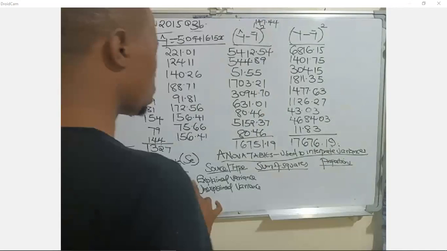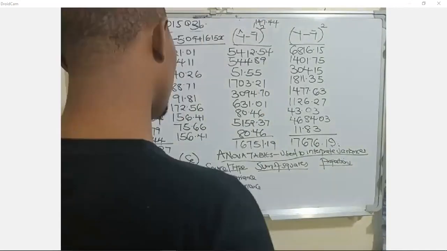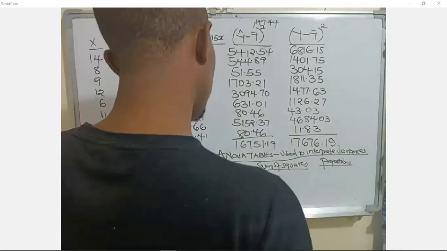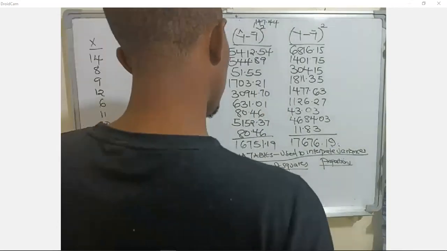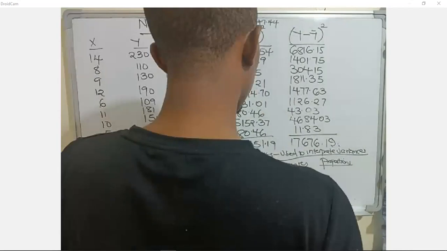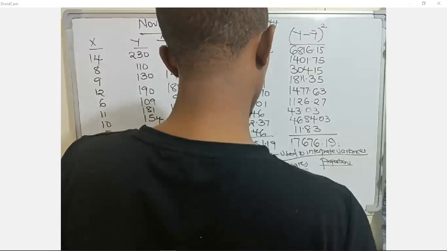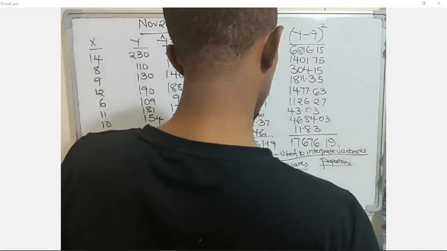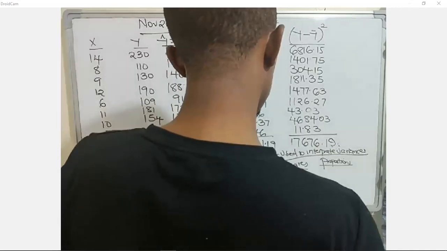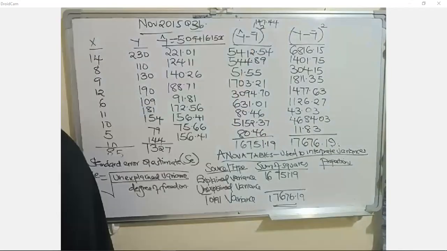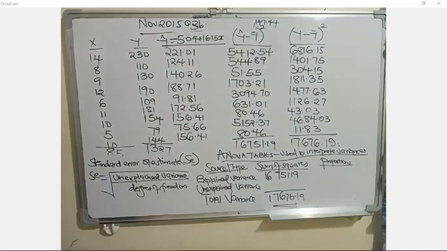To get the explained variance, then the last thing that you have to do is sum them, and that is where we have the total variance. So the explained variance, we have 16,751.19. Then the total variance of ours, we got 17,676.19. What is the difference? As you get the difference, let me count.